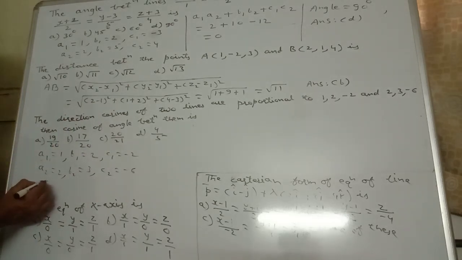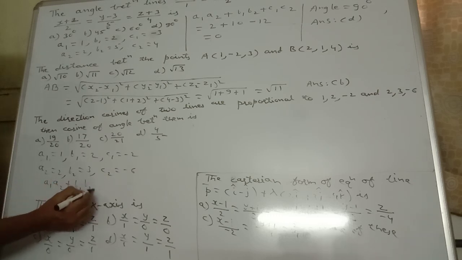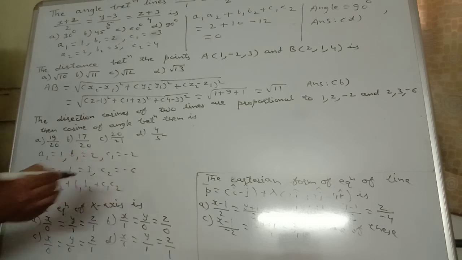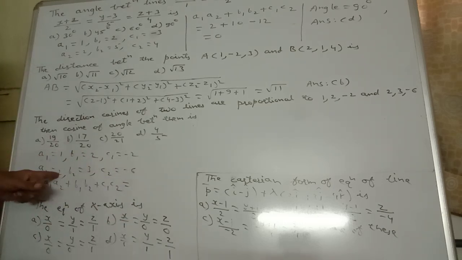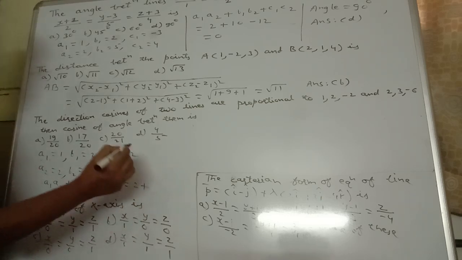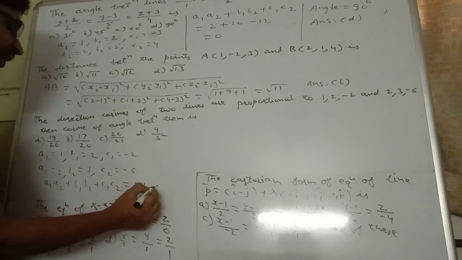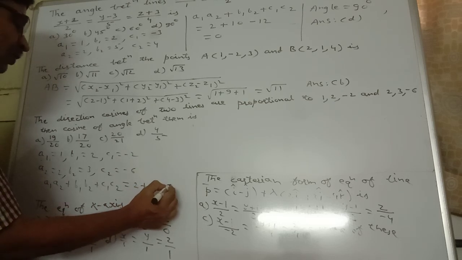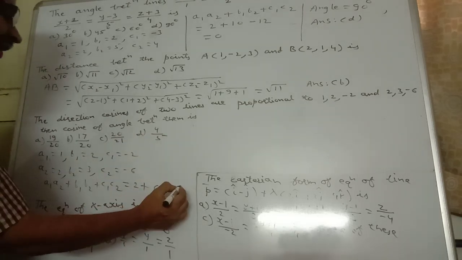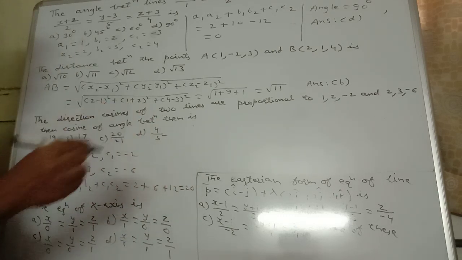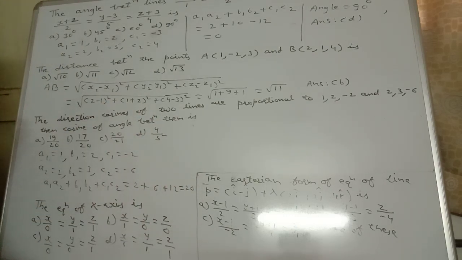For convenience, find the sum of products of direction ratios. A1 A2 plus B1 B2 plus C1 C2 equal to 1 into 2, 2, plus 2 3s are 6. Product of two negative numbers is positive. 12 plus 6, 18 plus 2, 20. It is not equal to 0, which means the lines are not perpendicular.